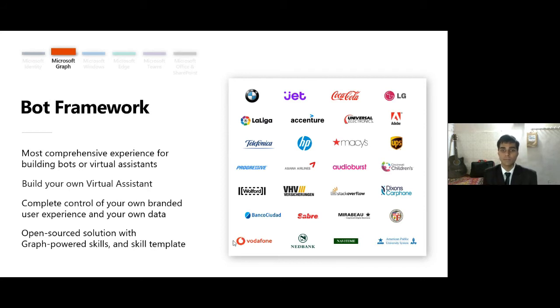So here are some examples of some big organizations utilizing multiple bots. You can all just visit their websites and see how various bots have been implemented using the bot framework.